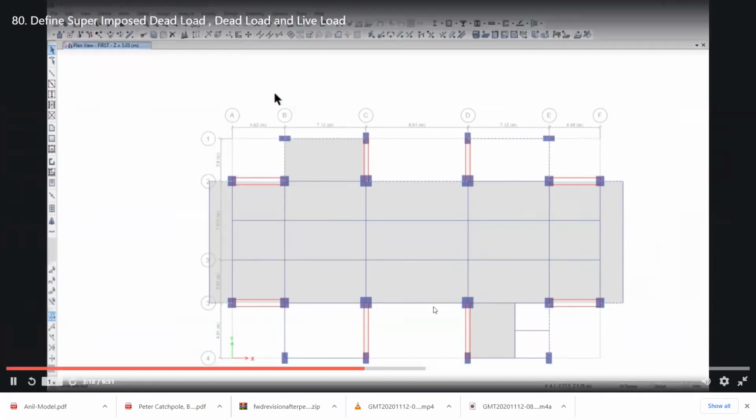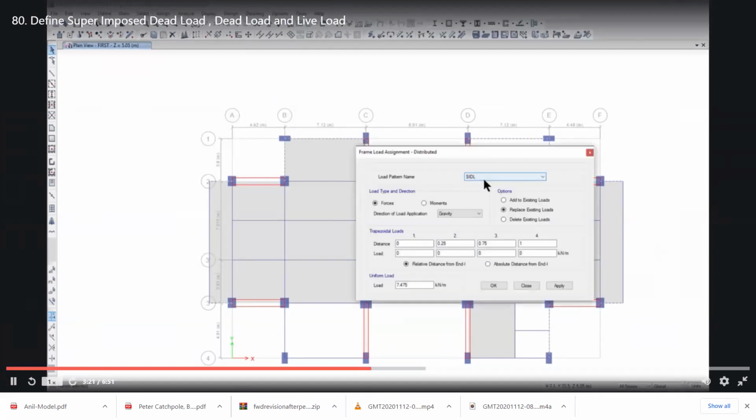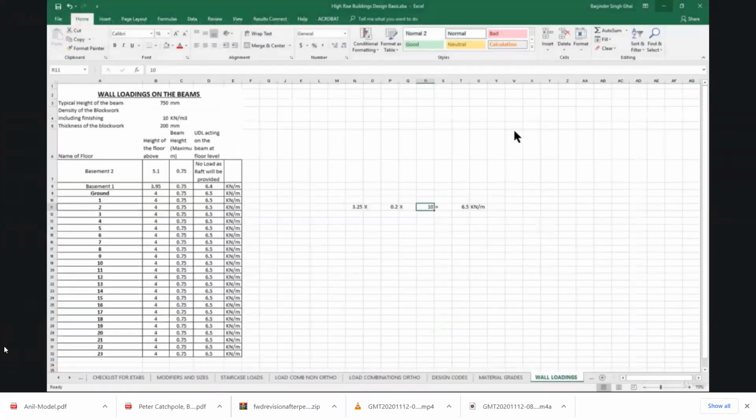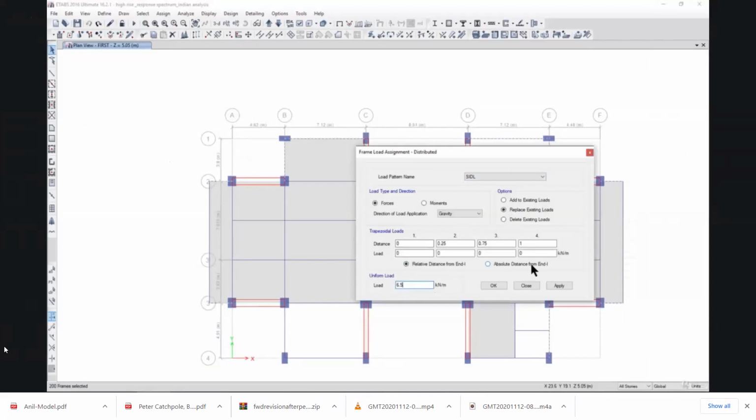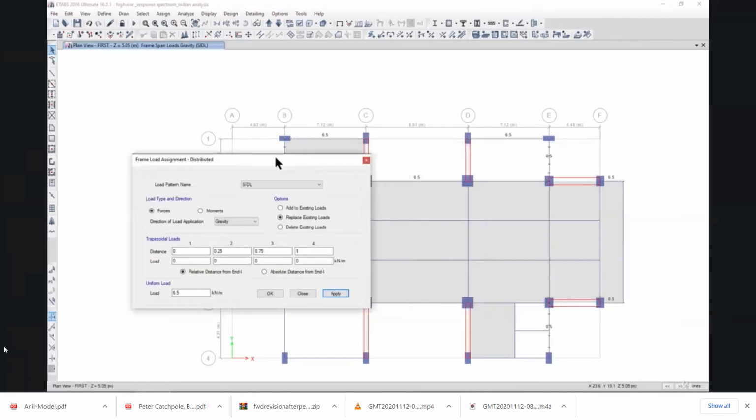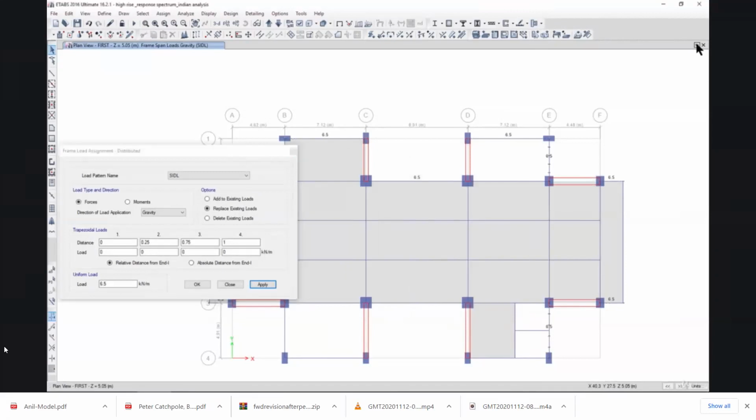Please note that brickwork loads come under the SIDL loading, that is, superimposed dead load. We can assign the value of 6.5 kilonewton per meter. Direction is gravity, it is a force, not a moment. The load pattern name is SIDL, and we can either go for add to existing load or replace existing load, it will not matter. So left click on apply. So 6.5 kilonewton per meter load is applied on all the floor beams.